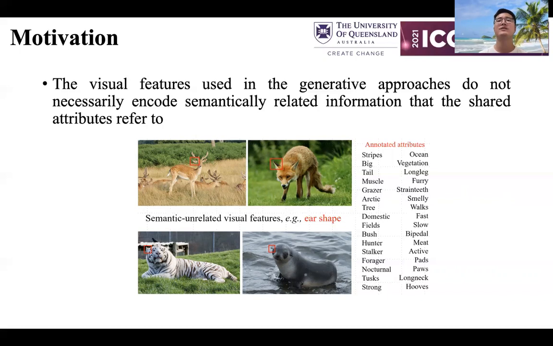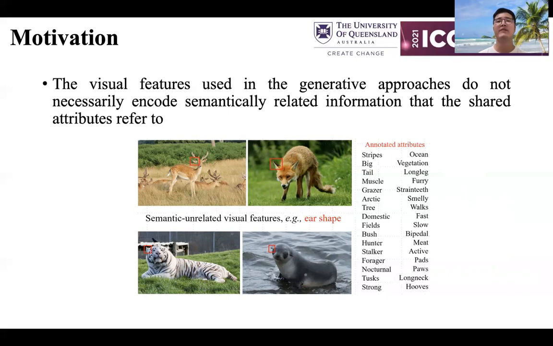Despite an animal's ears being visually salient in discriminating image samples, they are ignored in the manually annotated attributes. When generalizing to unseen classes, such as cats, it is easy to misclassify tigers because the visual features corresponding to the concepts big, strong, and muscle are not highlighted.